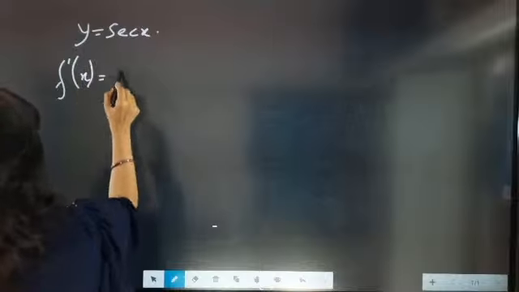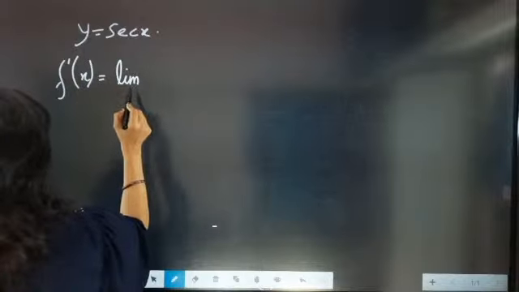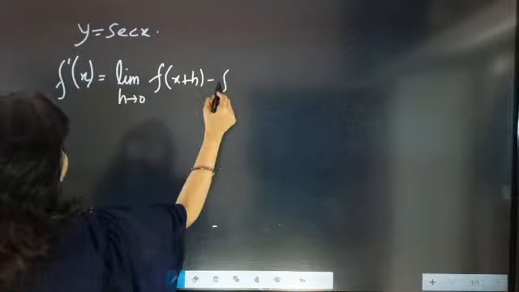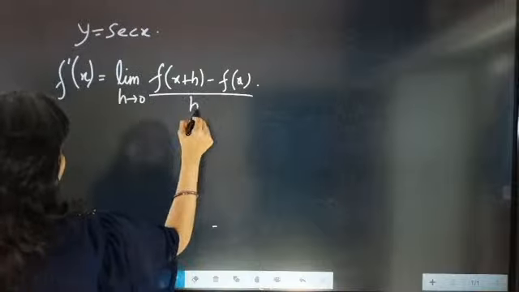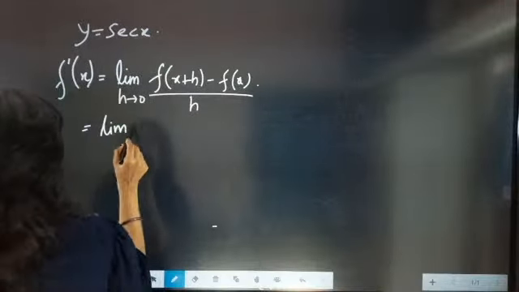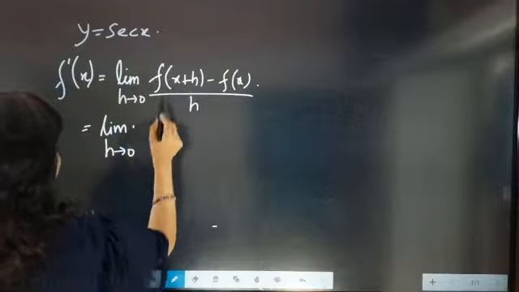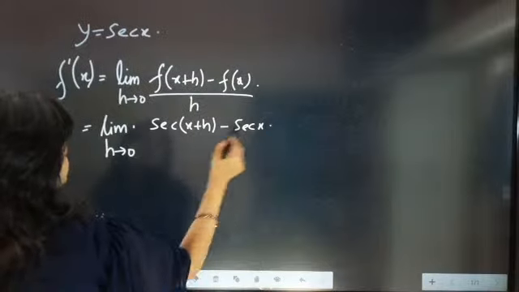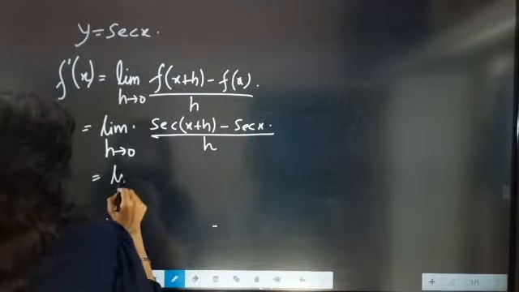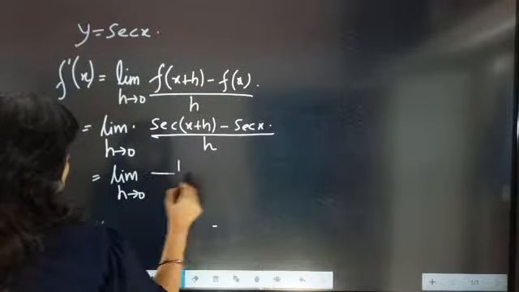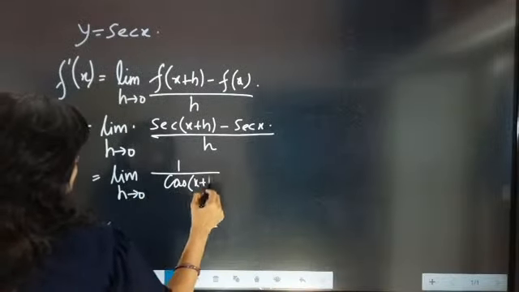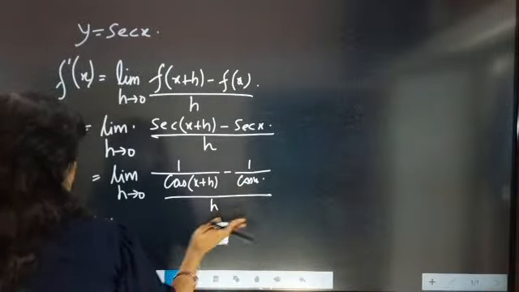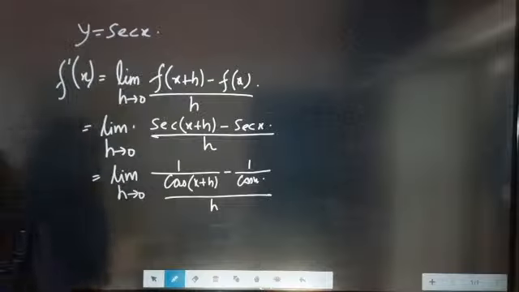We will start with f dash x is equal to limit h tends to 0, f of x plus h minus f of x, by h. So here it is going to be secant of x plus h minus secant x by h. So limit h tends to 0, 1 by cos of x plus h minus 1 by cos x, by h. So beta, after this what we have to do here is secant x tan x.